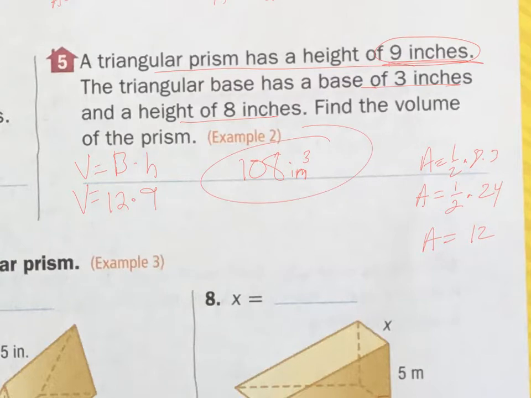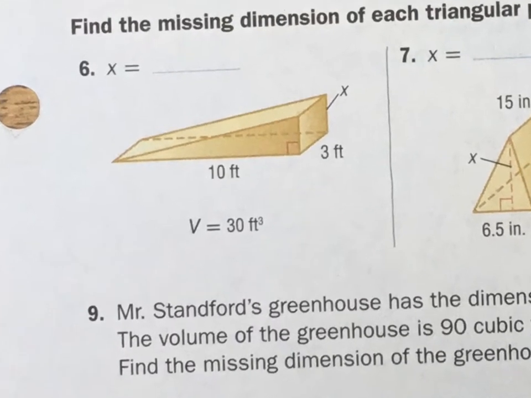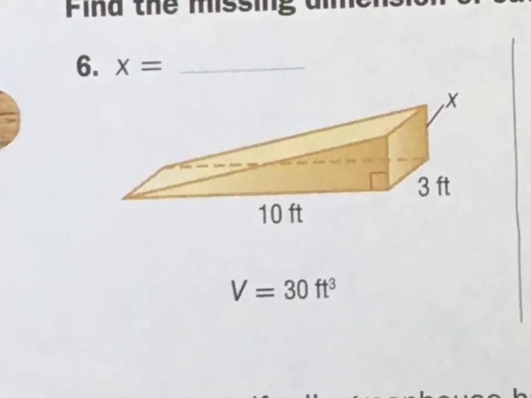Okay. Let's keep going on. 6. This is where we have some information, but we're missing something. Okay?